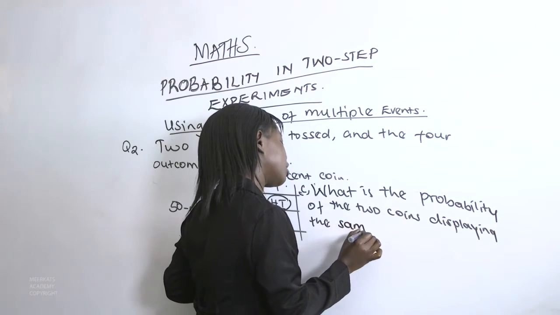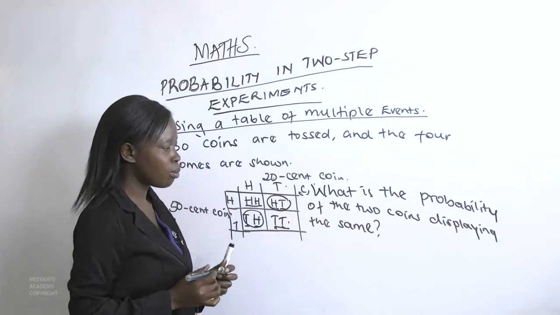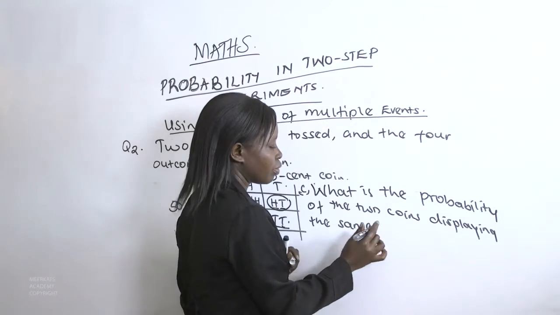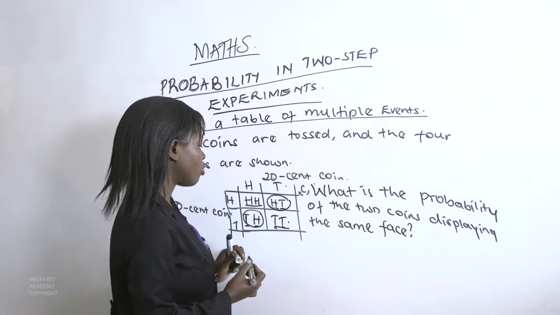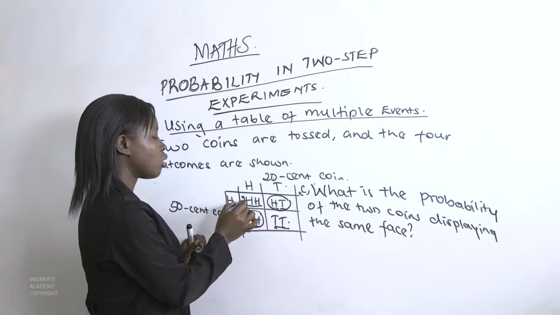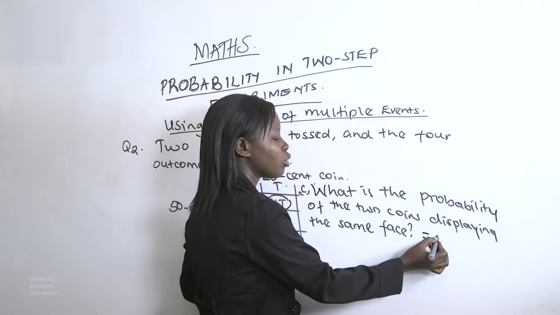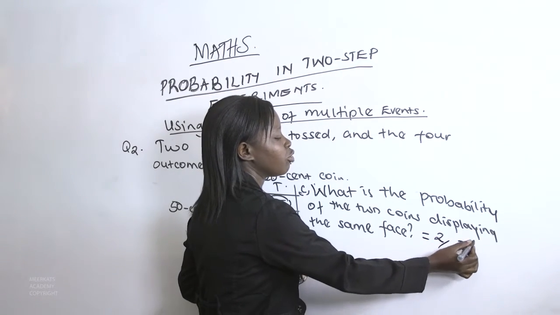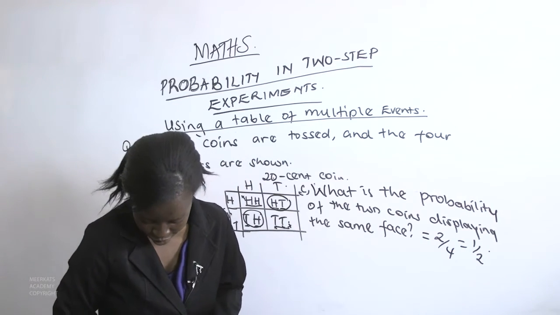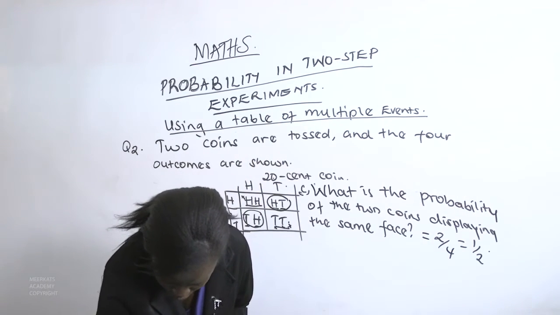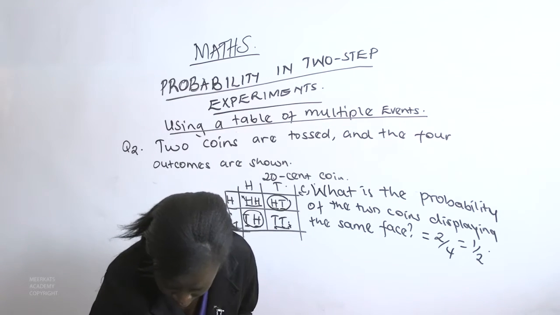The probability of the two coins displaying the same face, we've already found out that we have two outcomes where they are displaying the same face, and the total number of outcomes is 4, so we have 2 out of 4. If I simplify, I'll be getting a half as the probability that the two coins are displaying the same face.